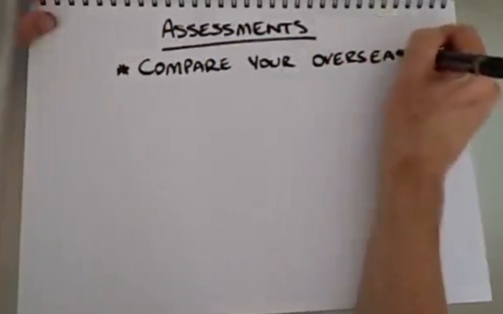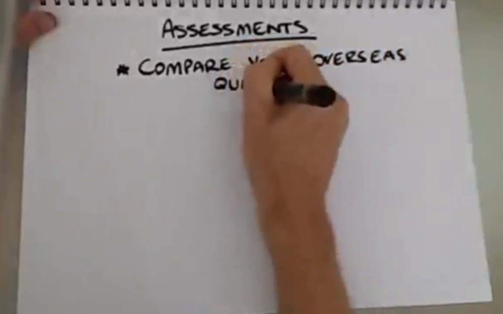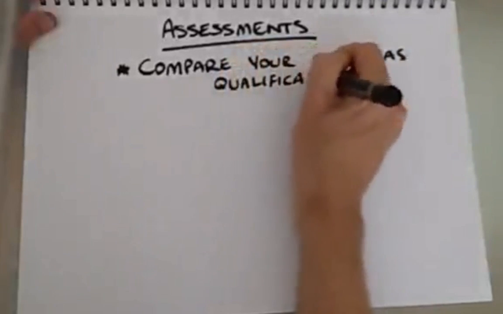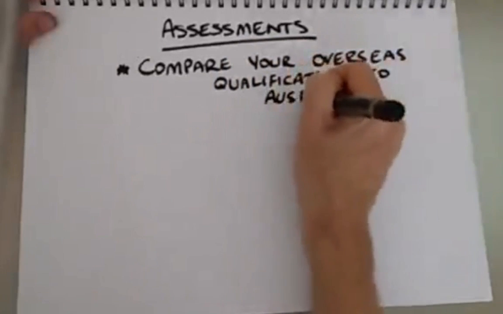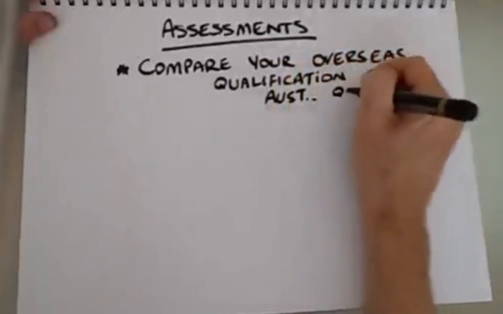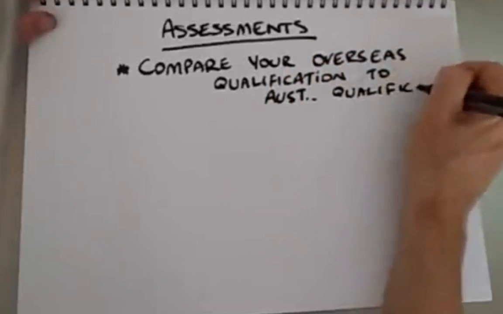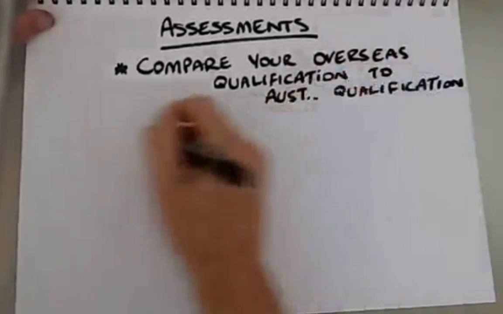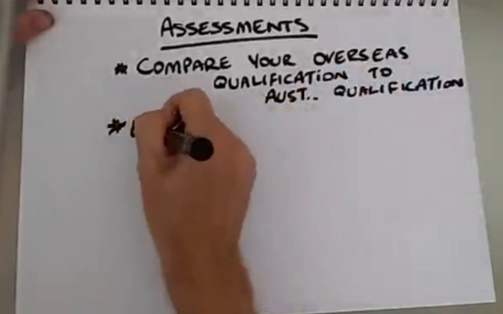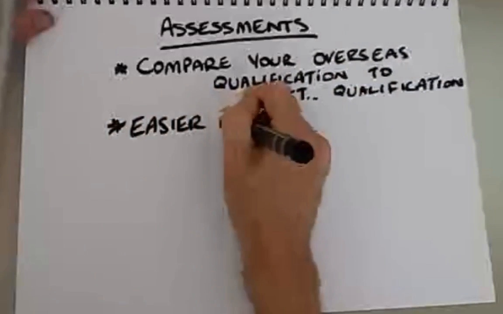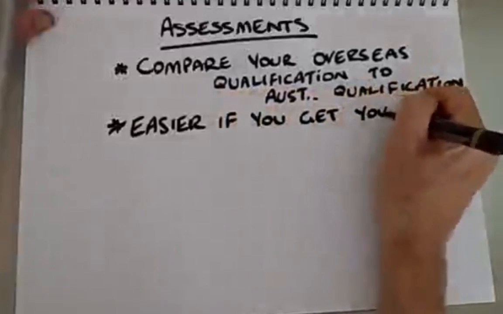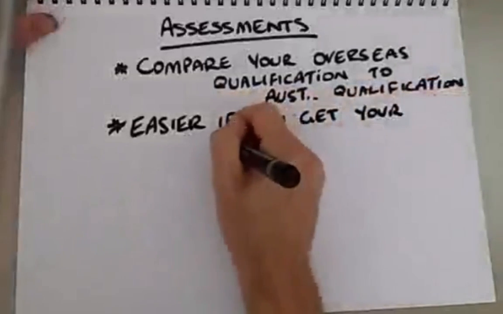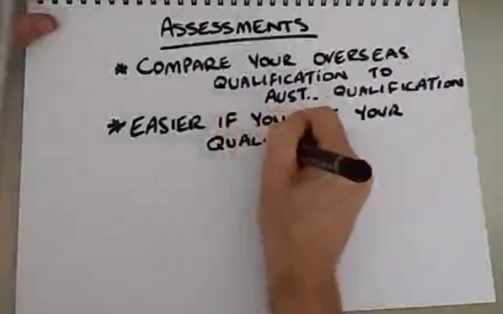We need to compare your overseas qualifications to Australian qualifications. And that's the job of these assessment bodies. It is a lot easier if you're able to get your qualification in Australia. Overseas students that study in Australia may not need to go through this assessment process if they get their qualification in Australia. The majority of times it is necessary.